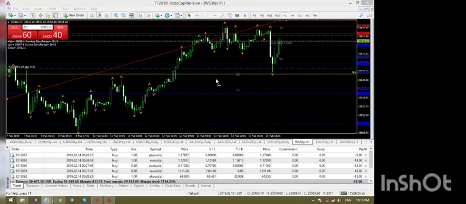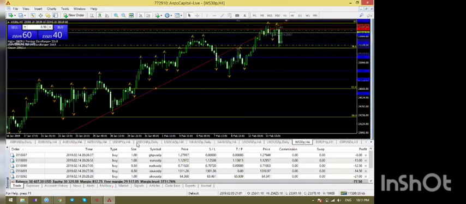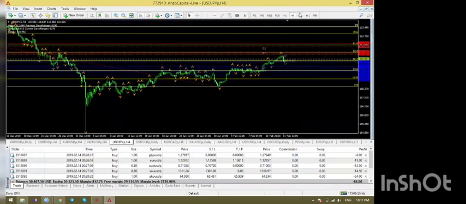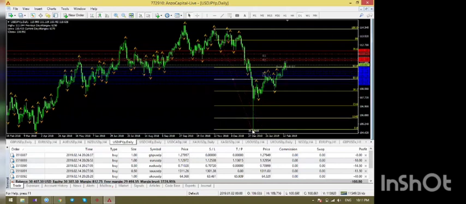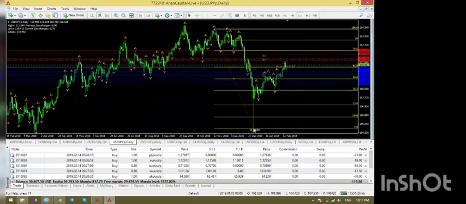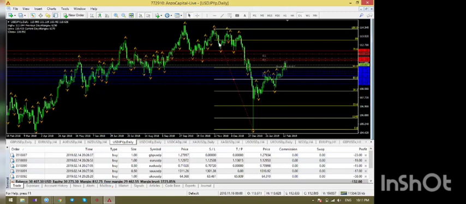Okay. So we were talking about the Fibonacci method. Do you remember which chart we were working on? Was this one? Yes, because the Fibonacci is still here.